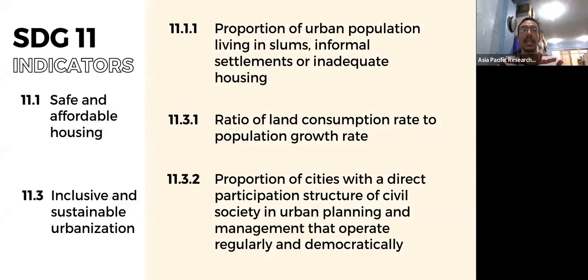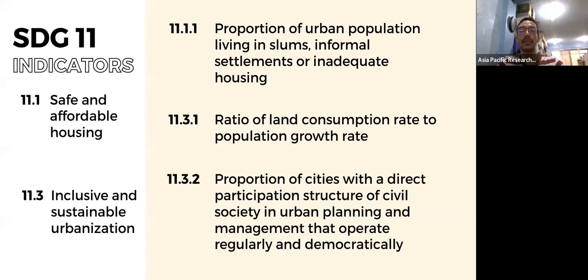chosen, for 11.1, there is the proportion of urban population living in slums, informal settlements, or inadequate housing. So this is one of the measurements that will be checked to monitor it. And then there's also, for inclusiveness and sustainability of urbanization, the ratio of land consumption rate to population rate. So how much land is being used compared to the number of people already residing in a specific area.